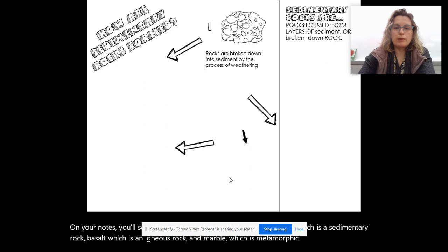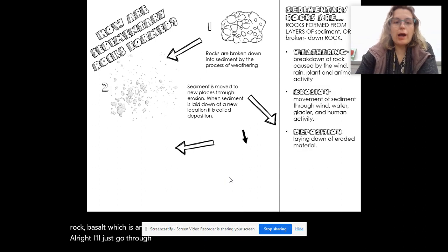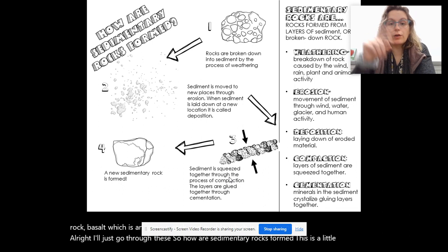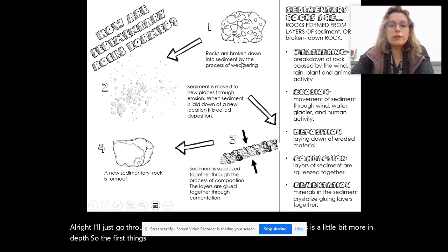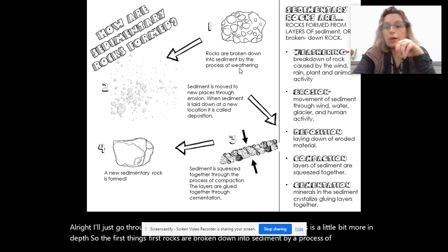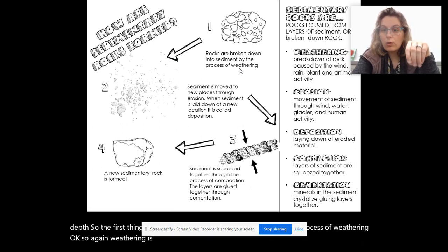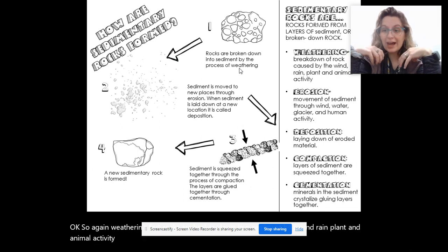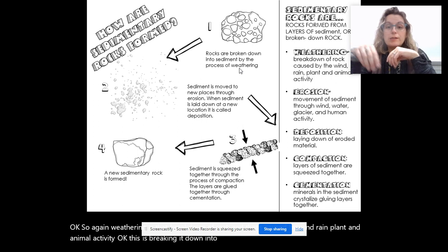All right, I'm going to just go through these. So how are sedimentary rocks formed? This is a little bit more in depth. First things first, rocks are broken down into sediment by a process of weathering. Weathering is that breakdown of rock, and that's caused by wind, rain, plant, and animal activity. This is breaking it down into smaller and smaller pieces.